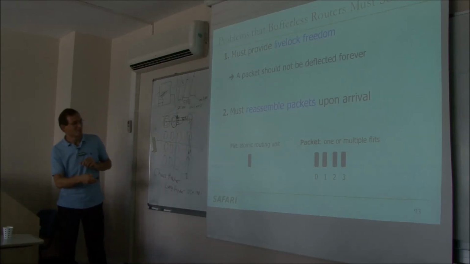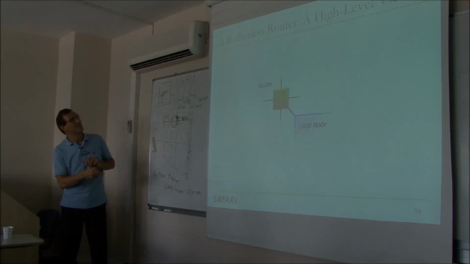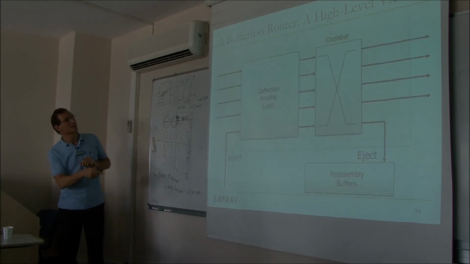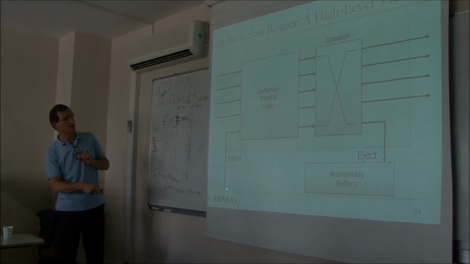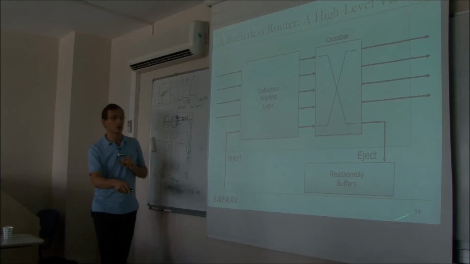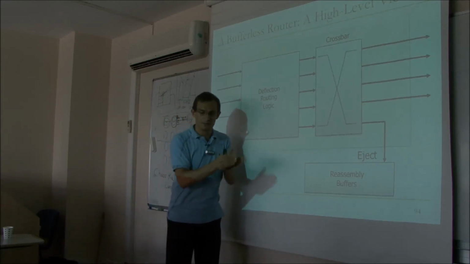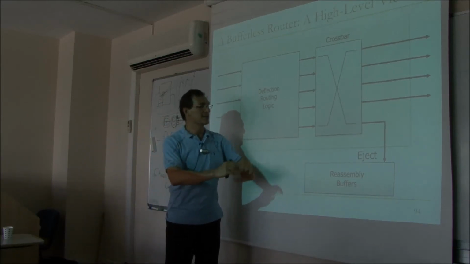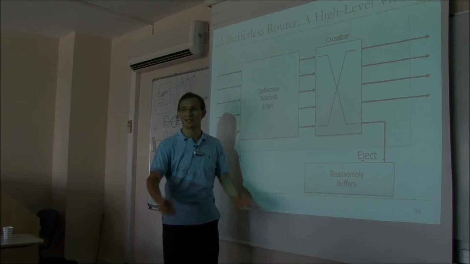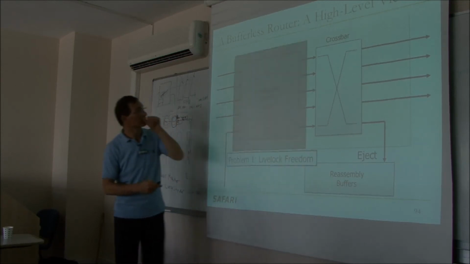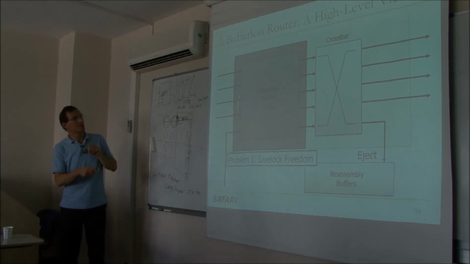Okay, so how does a bufferless router look like? Basically, you have this deflection routing logic, and that goes into the crossbar. This is the injection from the local node, and this is ejection into the local node. So the local node needs to reassemble these pieces of the packet, and then take the full packet, let's say a cache line, and send it to the cache. The first problem is here, and the second problem, packet reassembly, is here.